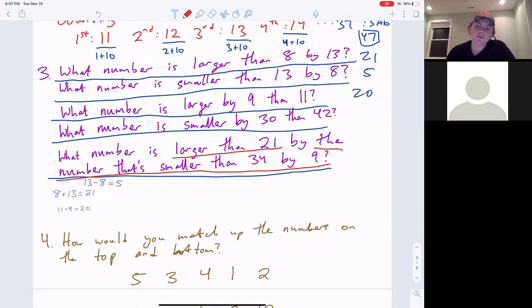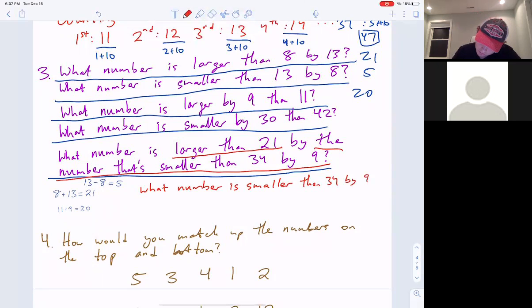So I say this number is larger than 21. You say by how much? I say the number that's smaller than 34 by 9. Well, then I want to know what number is smaller than 34 by 9. So we have sort of a middle question. What number is smaller than 34 by 9? Okay, well, we did a question just like this.